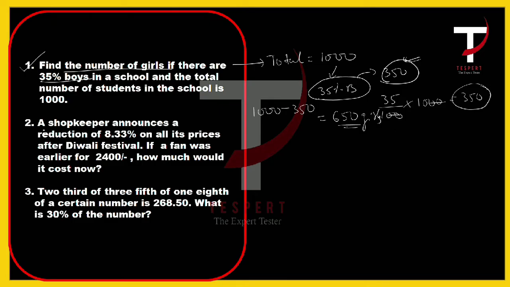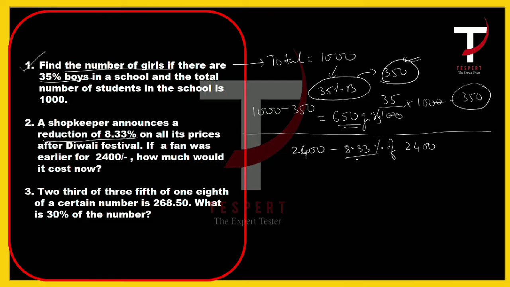Fine. So next question. A shopkeeper announces a reduction of 8.33% on all prices after the Diwali festival. If a fan was earlier 2400, how much would it cost now? The earlier price of the fan was 2400, but now there is a reduction in price. How much? 8.33% of 2400.